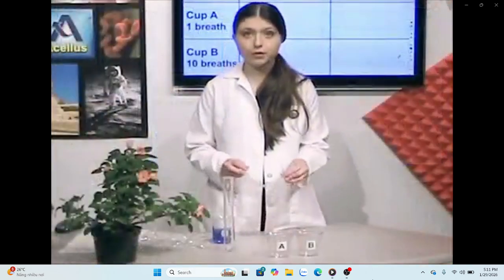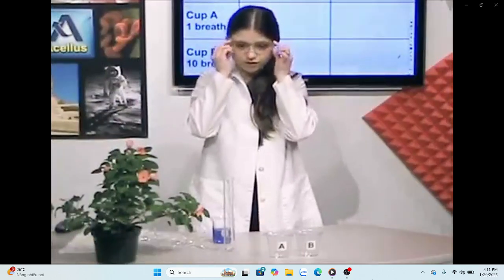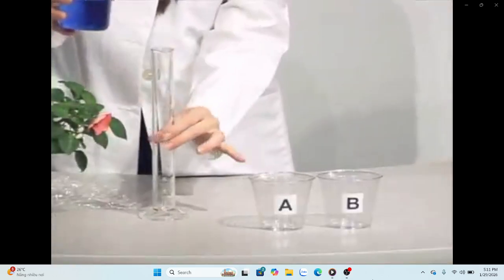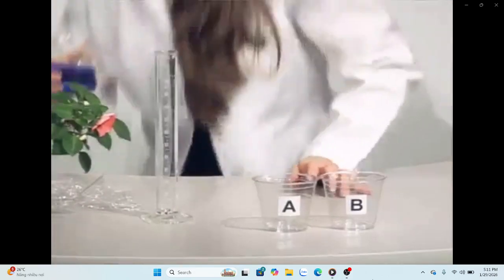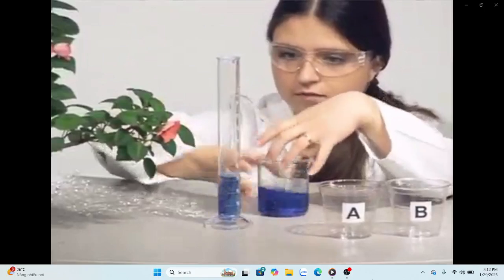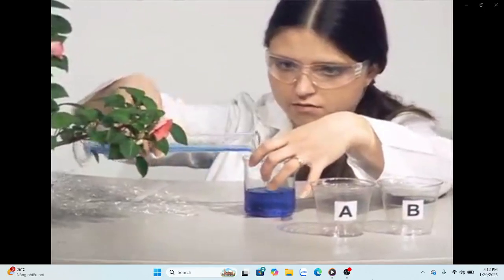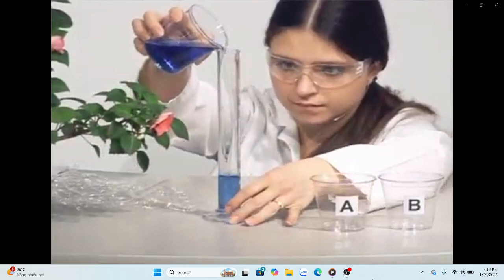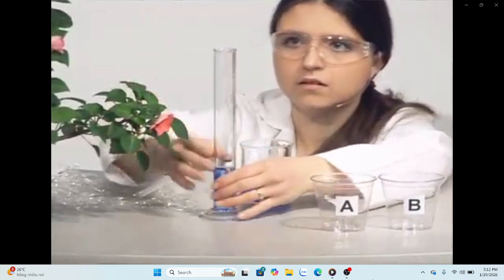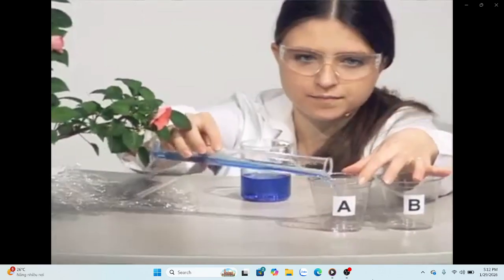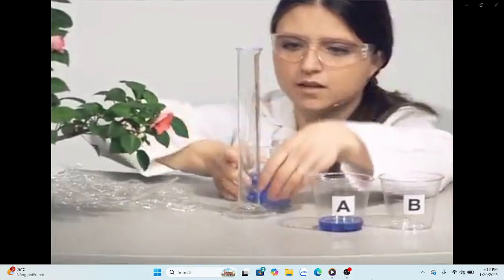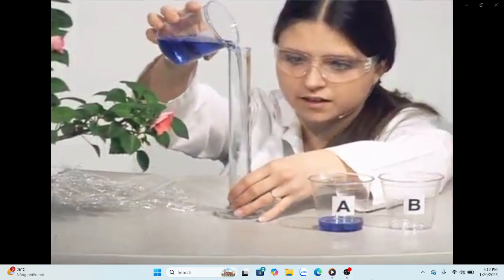Now before I begin, I'm going to put on safety goggles. These are really important whenever we're dealing with chemicals. Now I need to measure 30 milliliters in this graduated cylinder. A little bit too much there, so I have to pour some out. There we go. I'm going to pour it into cup A. Now we need to put the same amount, 30 milliliters, into cup B.